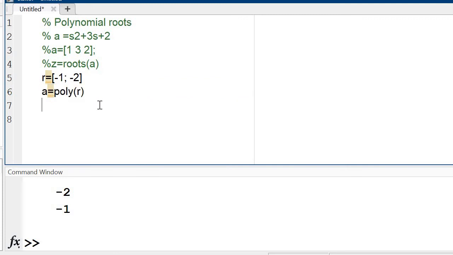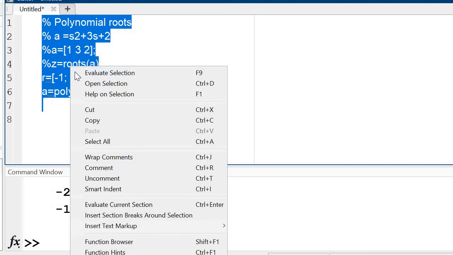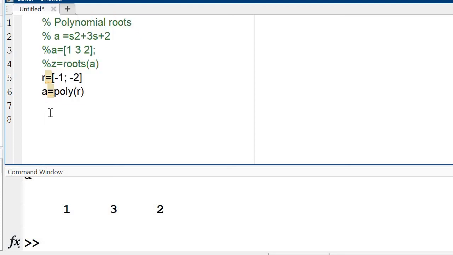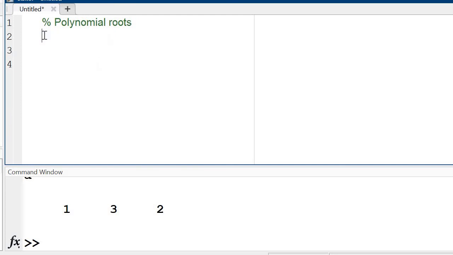Now what is the equation of this? The answer is 1 3 2. It means our equation is s square plus 3s plus 2, the same answer as this. Correct? For finding the roots, use roots. If you have the roots, then to find the polynomial function, use poly. Clear? Now next is, if I have complex roots, what to do?